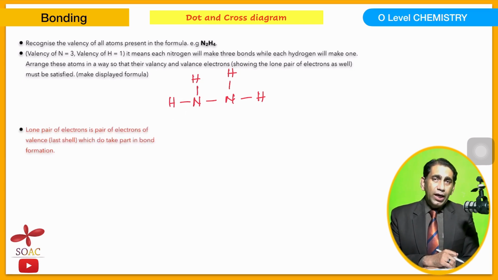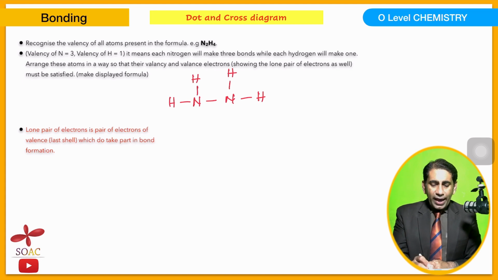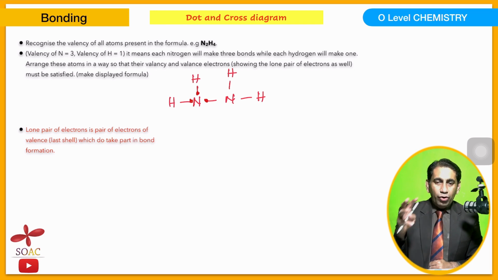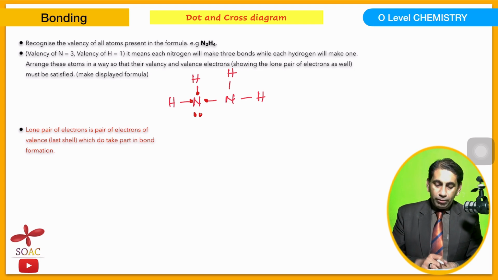The second thing is, I'm going to check for the presence of any lone pair on nitrogen or hydrogen. As you know, hydrogen has only one electron, and it has used its electron in bonding with the nitrogen, so there is no possibility of a lone pair on hydrogen. However, come towards the nitrogen atom. Nitrogen belongs to group 5, which means it has 5 outermost electrons. It has used 3 electrons in bonding, so there are 2 electrons left on each nitrogen atom, and this pair of electrons is said to be a lone pair, not taking part in chemical bond formation.